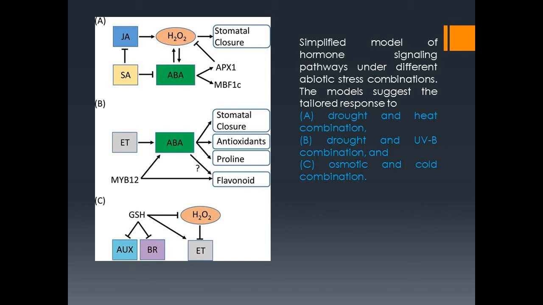This is also a simplified model of hormone signaling pathways under different abiotic stress combinations. This is also crosstalk signaling for hormones, the simplest model that suggests a tailored response. We can see here in A, drought and heat combinations involving jasmonic acid, ABA, and salicylic acid for stomatal closure. B is a drought and UVB combination involving ABA, and then C is an osmotic and cold combination.